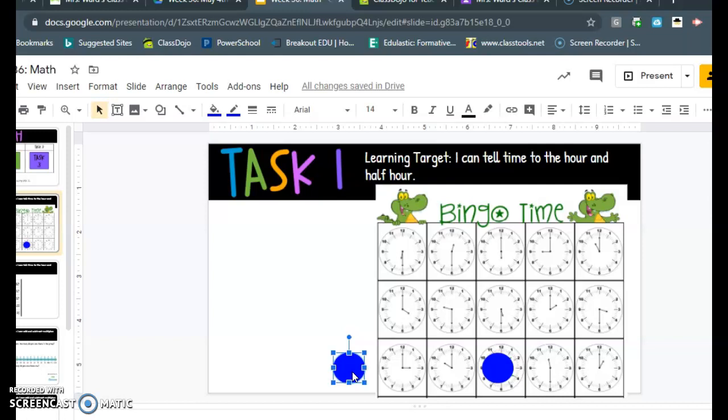Now, we want to get 3 in a row, so we could get 3 in this column. We could get 3 in any of the 5 boxes in the row. We could get a diagonal of 3. And the way we do that is Miss Ward's going to call out a time, and you are going to pause the video and find that time on the card. So if I said 2 o'clock, you would pause it and look for 2 o'clock.